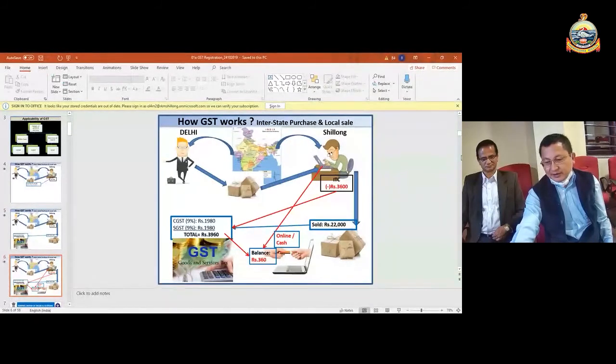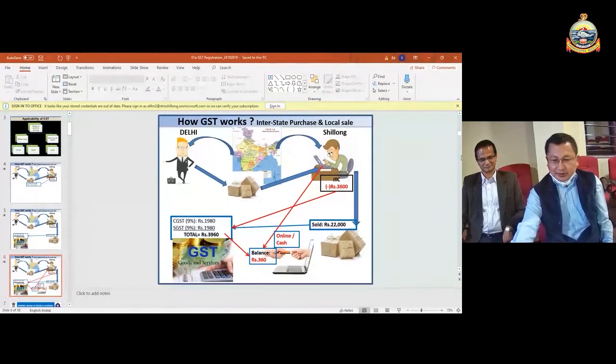When he pays his tax, that is, filing of GSTR 3B, he already has ITC of 3,600. That 3,600 he can utilize for paying this 3,960. So when he pays 3,600 from his ITC ledger, that is for the purchase he has made, 3,960 minus 3,600 leaves a balance of 360 rupees. These 360 rupees only he will pay by cash. In effect, the seller in Shillong will be collecting 3,960 plus 22,000 from his customer, and when he files his GSTR 3B, he will pay 3,600 from his ITC ledger and the balance amount, 360, by cash.